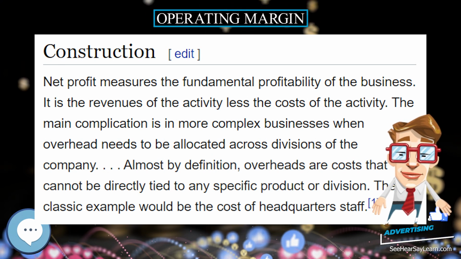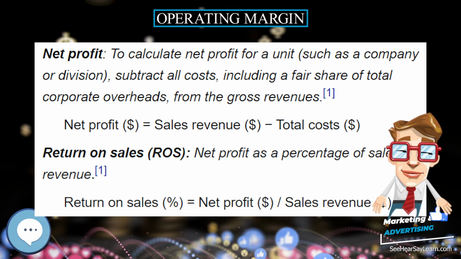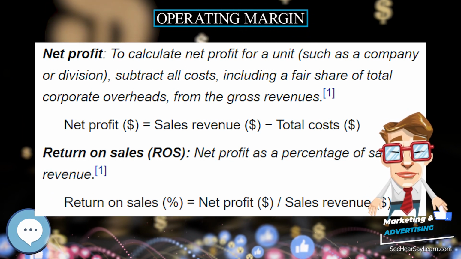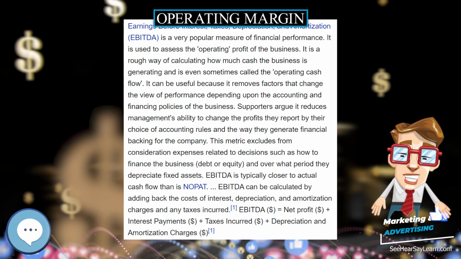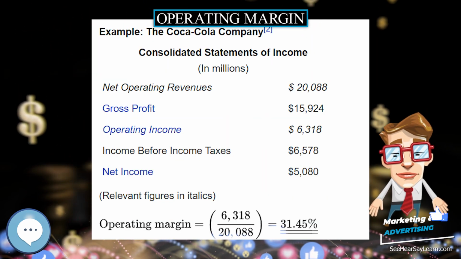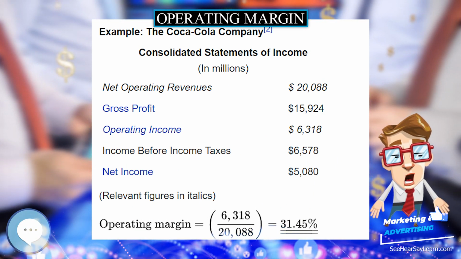Return on sales, ROS, is net profit as a percentage of sales revenue. ROS is an indicator of profitability and is often used to compare the profitability of companies and industries of differing sizes. Significantly, ROS does not account for the capital investment used to generate the profit.